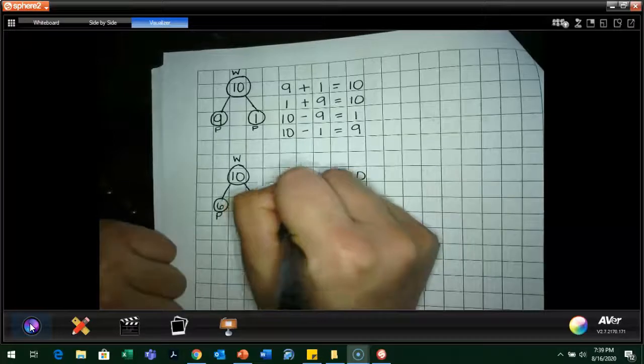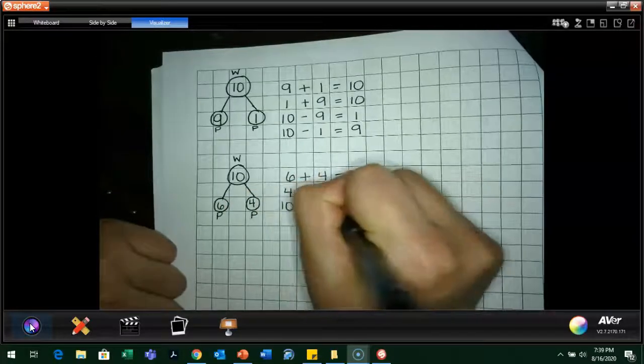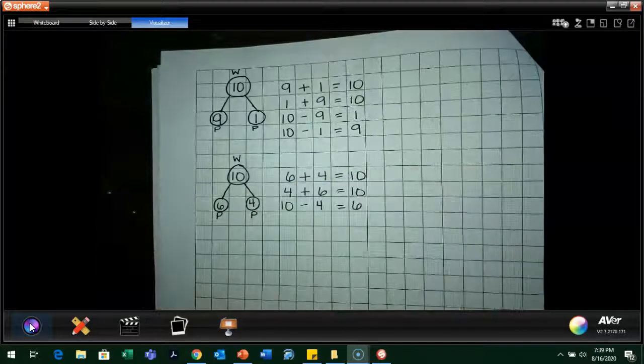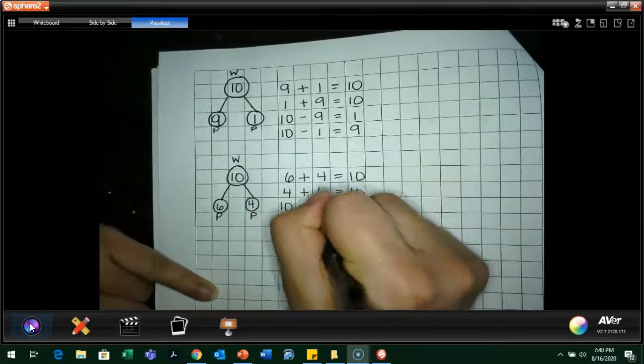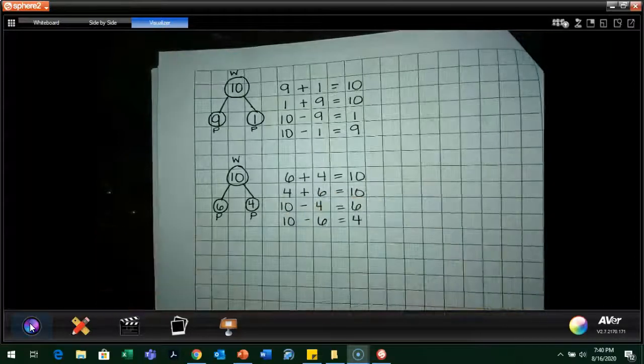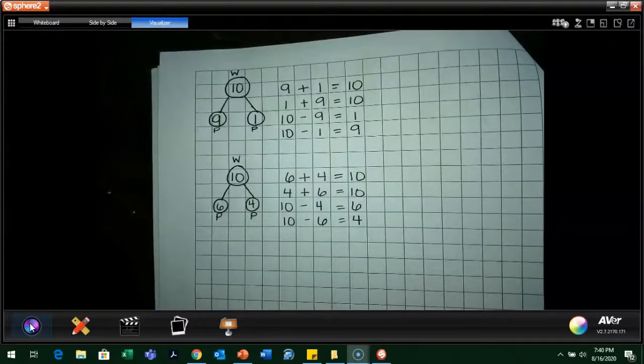Yes, 10 minus 4 equals 6. Now write the other subtraction fact. Yes, 10 minus 6 equals 4. Wow, look at these brilliant students. They know how to write 4 number sentences.